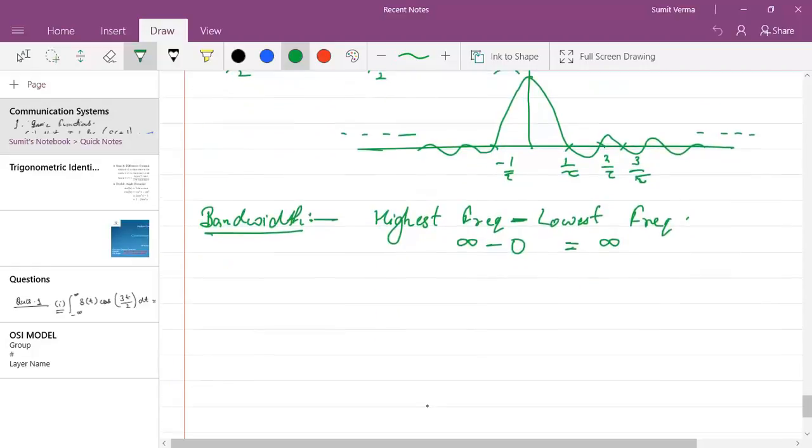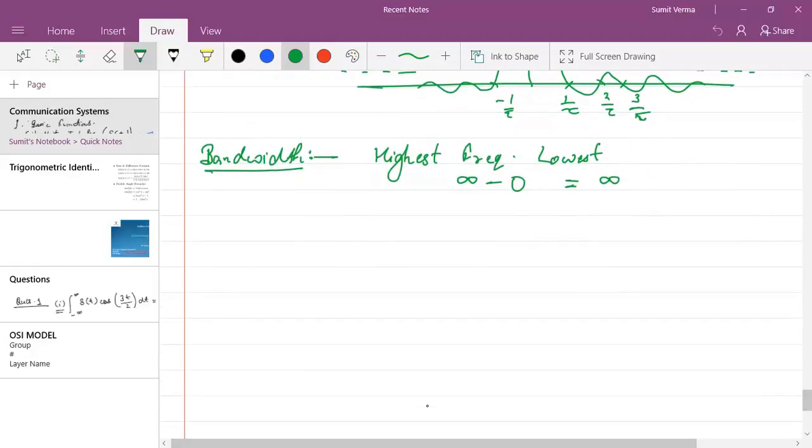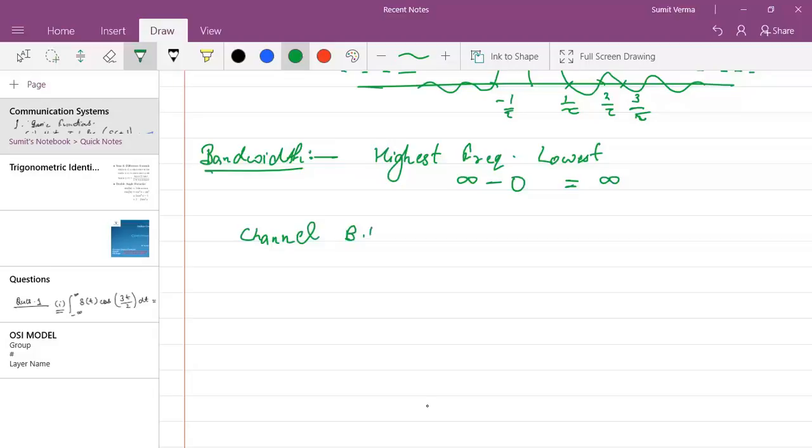That is a problem now, because infinite bandwidth you cannot transmit. For good transmission, you need channel bandwidth greater than the signal bandwidth. The signal bandwidth we saw is infinite. We cannot have a channel bandwidth infinite. So what channels do we have?